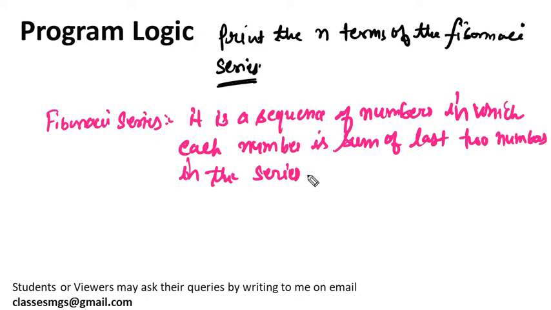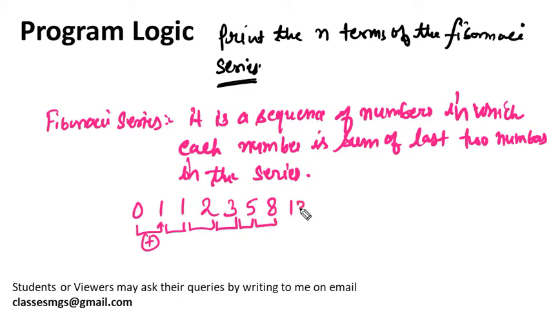The first two terms of the Fibonacci series are fixed. The first term is 0 and the second term is 1, and after that every term is the sum of the last two terms. So the next term will be 1 plus 1, which is 2. The next term is 1 plus 2, which is 3. Then 2 plus 3 is 5, 3 plus 5 is 8, 8 plus 5 is 13, 13 plus 8 is 21, and so on.